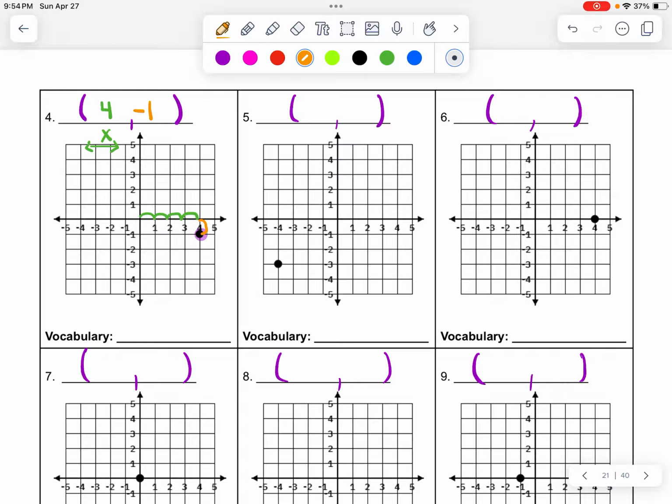So we write -1. To get to this point, we would go left 1, 2, 3, 4 spaces. So we write -4. And then we would go down 3 spaces. So we write -3.